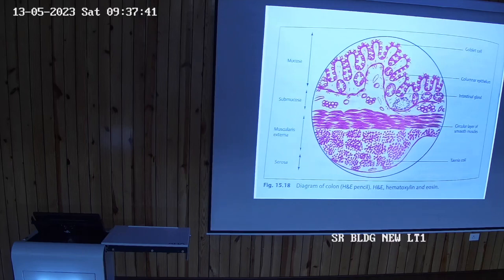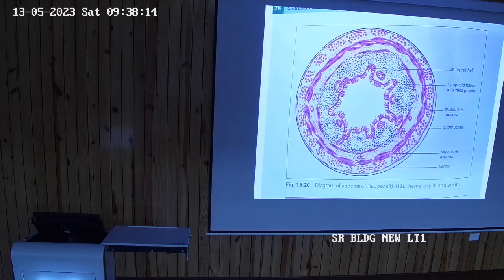No villi, only the crypts of Lieberkühn, lamina propria, muscularis mucosa, submucosa, and the muscularis externa part, where the longitudinal muscle fibers are collected at three places, and these are called teniae coli. Teniae coli and no villi are the special features of the large intestine, the colon.